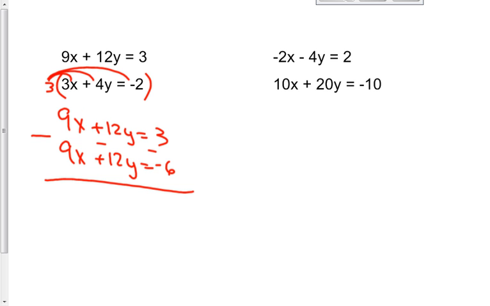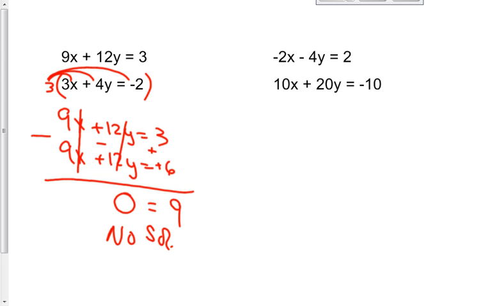9 minus 9 is gone. 12 subtract 12, that's also gone. I'm left with 0 on the left. And then 3 minus negative 6 is change, change. 0 equals 9, and 0 does not equal 9. So this is a no solution exception. There is no answer to that system.